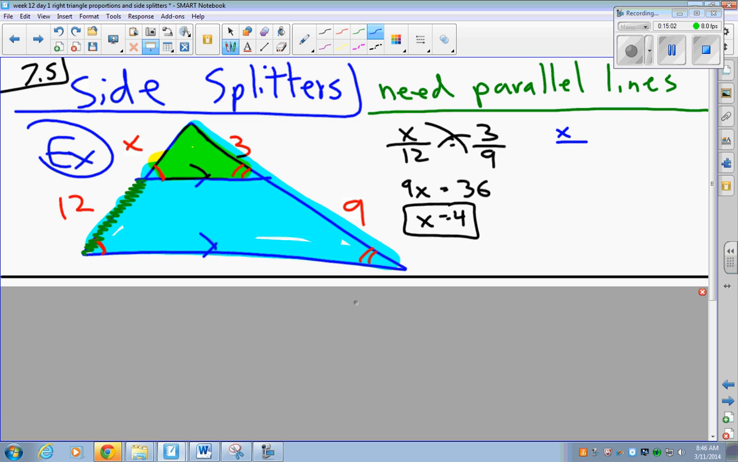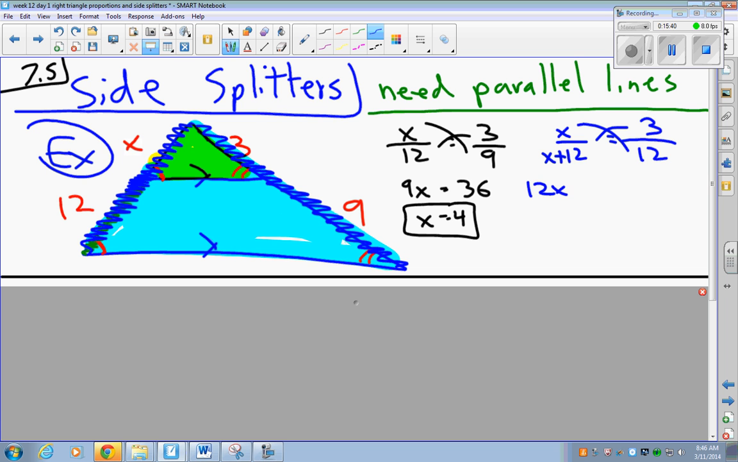x over, what would the whole length over here be? The whole length, not just the x, but the x and the 12. You could say that whole length is x plus 12. And on the right side, you could say 3, which is the small side, over what's its whole length? The whole length of this blue triangle is a 3 and a 9, which is a 12. Now, you could solve the black one, or you could solve the blue one.